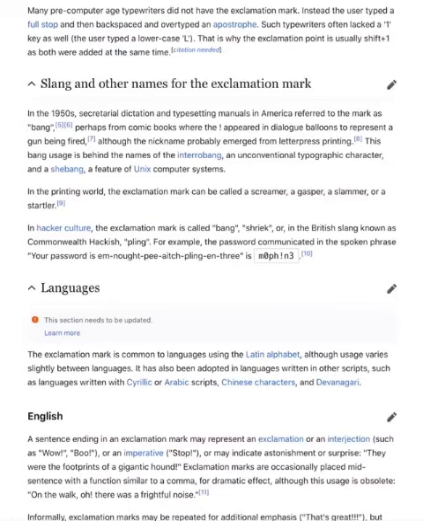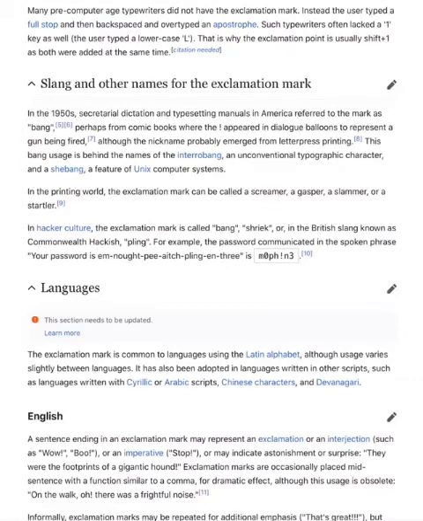Slang and other names for the exclamation mark. In the 1950s, secretarial dictation and typesetting manuals in America referred to the mark as the "bang", perhaps from comic books, where the exclamation appeared in dialogue balloons to represent a gun being fired. Although the nickname probably emerged from letterpress printing.